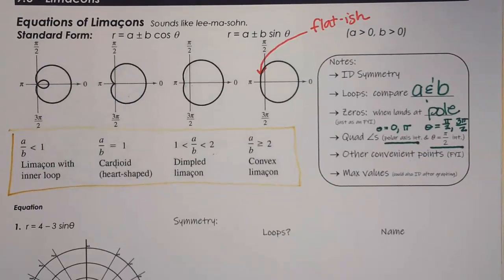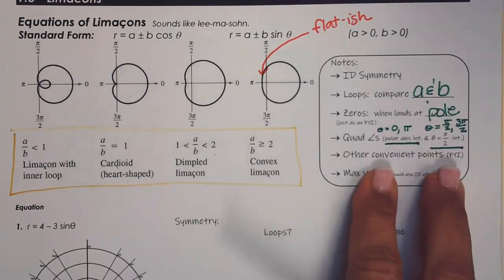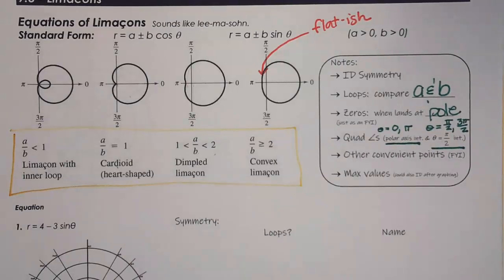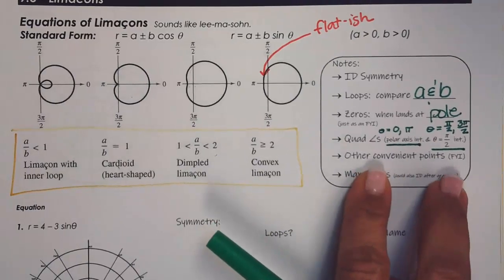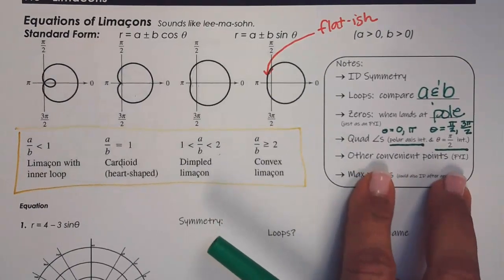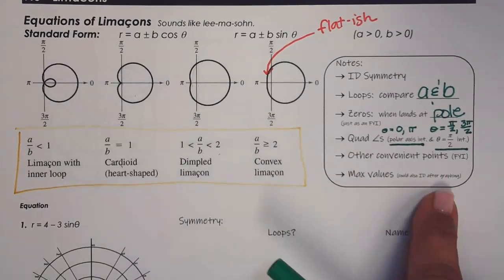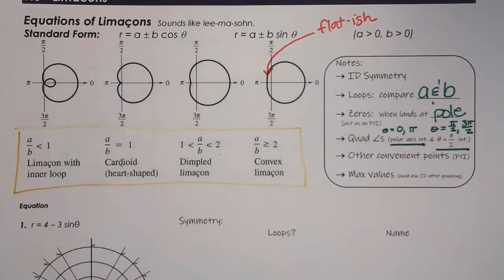Okay. We will sometimes find other convenient points just as an FYI. You guys know that I try to be a perfectionist. I don't always succeed, but I sometimes like my graphs to look a little better than a rough sketch. And then the maximum values are things that we can identify after graphing.